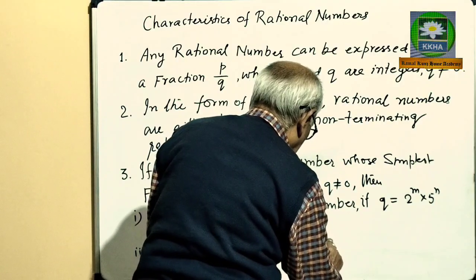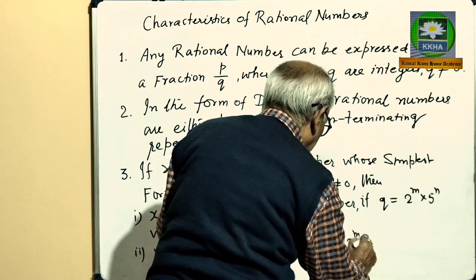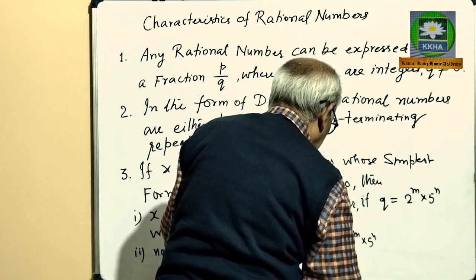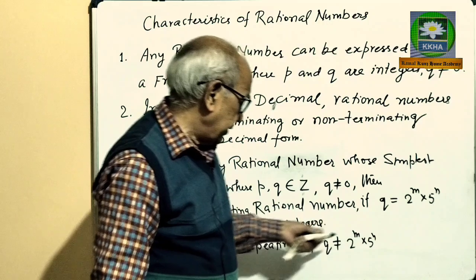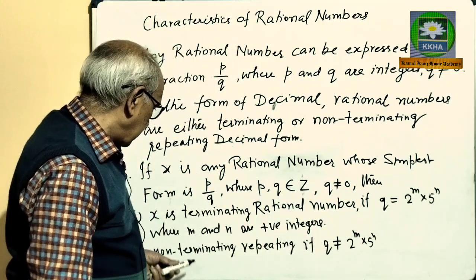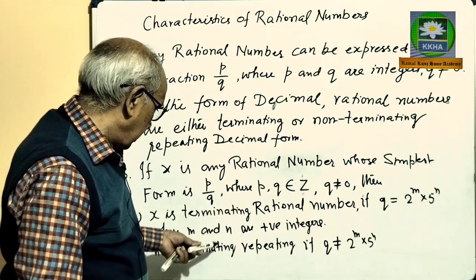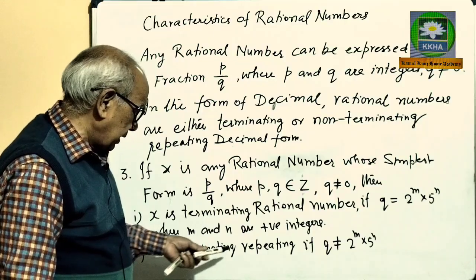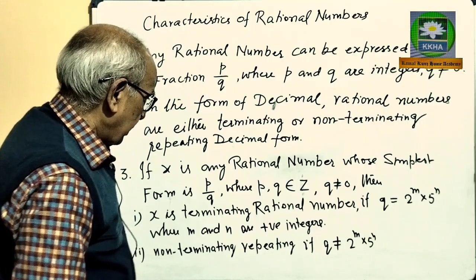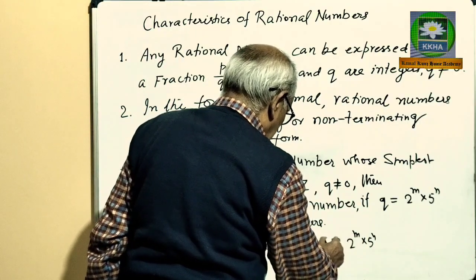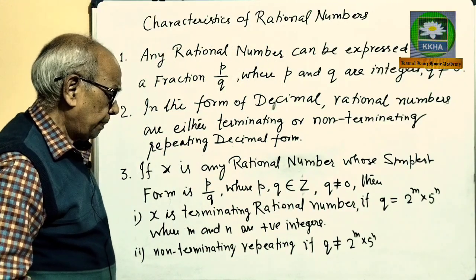If Q is not of the form 2 to the power m and 5 to the power n, that is, if 2 and 5 are not the only prime factors in the prime factorization of Q, then it will be non-terminating repeating.